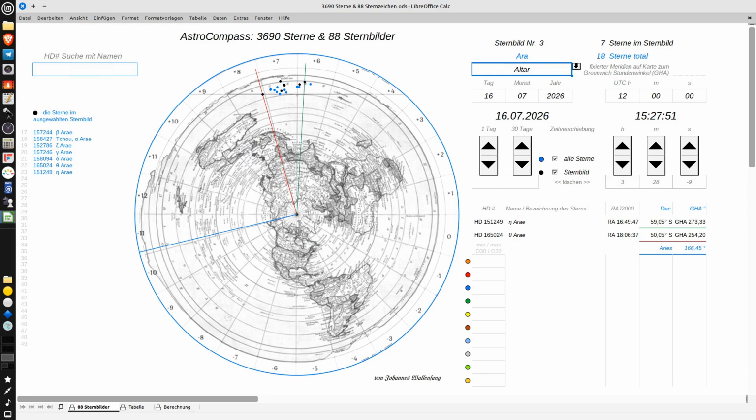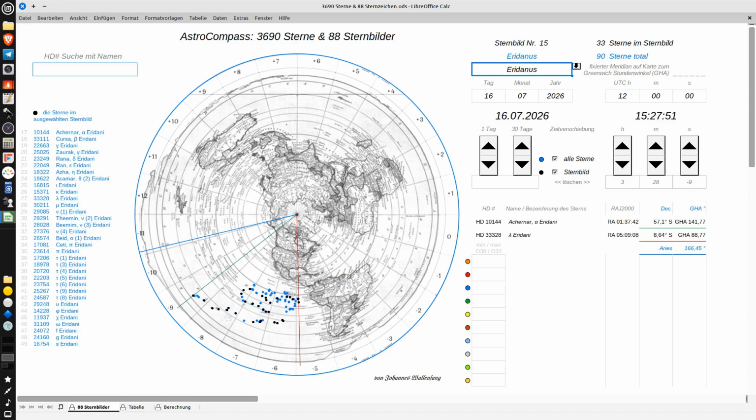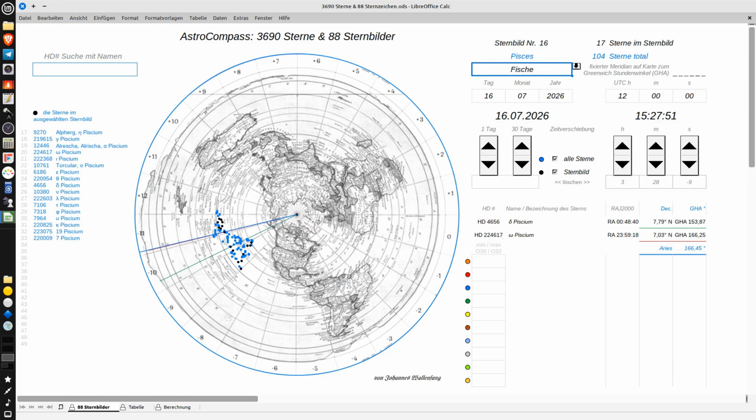This is what the individual constellations look like. Near the center of the flat Earth, the individual stars are usually relatively close together. Toward the south, the constellations extend quite far in some cases, as we have already seen with Octans. On the left side of the table, the stars of the selected constellation are listed by name and HD number.